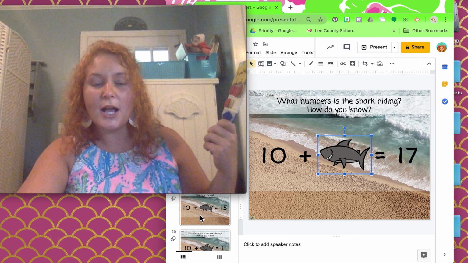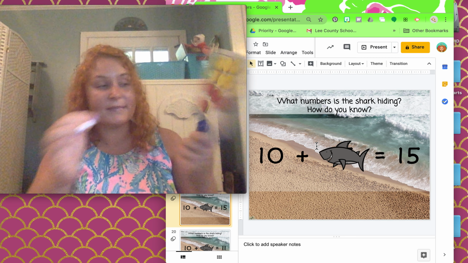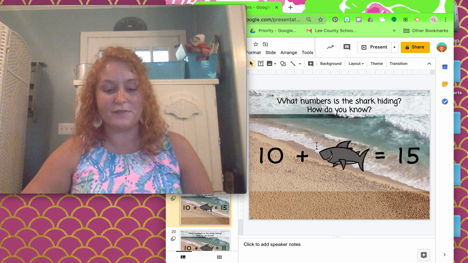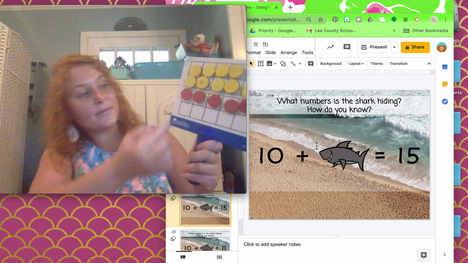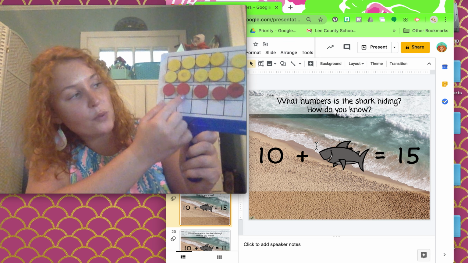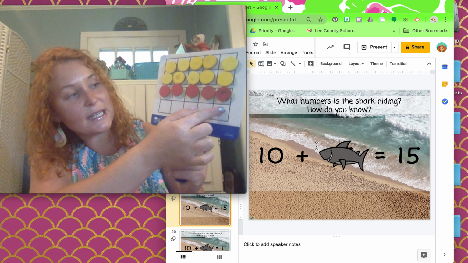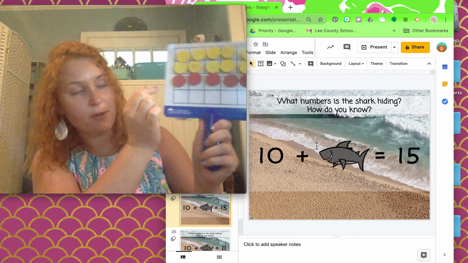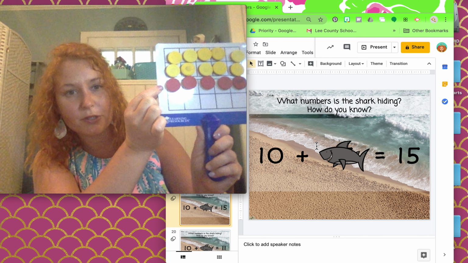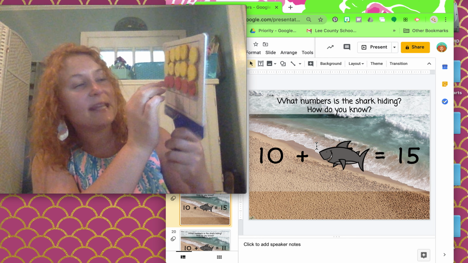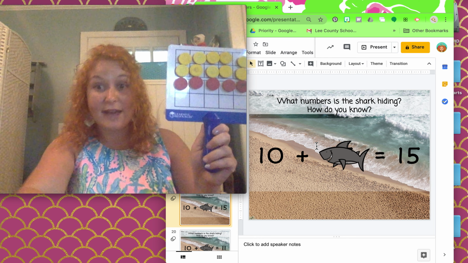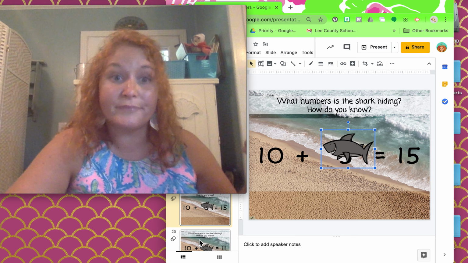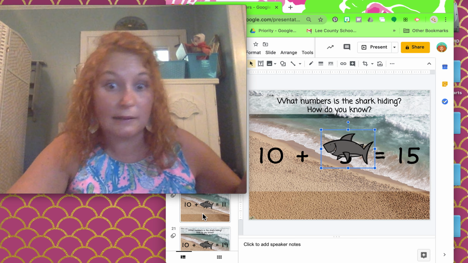All right, the next one. So we've got 10 and something make 15. So if I've got 10, 11, 12, 13, 14, 15. Now I have 15. This is my yellow part. What's my red part? What number is the shark hiding? He's hiding 5, okay? We were correct. Sorry for this split screen. It's the best thing I've got right now.